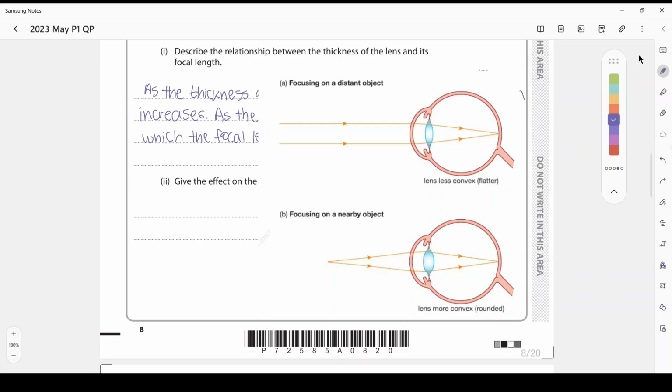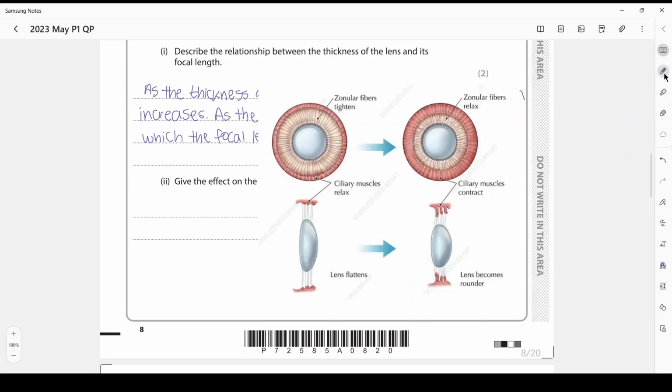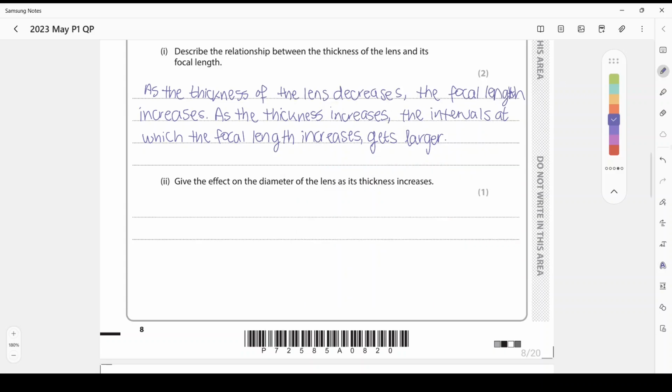Now, which brings us to, let me just remove this. So we can see when the lens is flattened, we can see that the diameter is larger. But when the lens becomes thicker, right, the diameter decreases. All right. So we can write as the lens thickens, the diameter decreases.